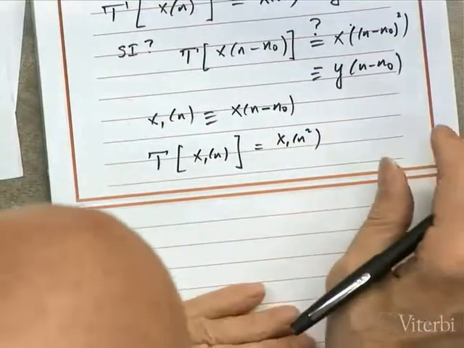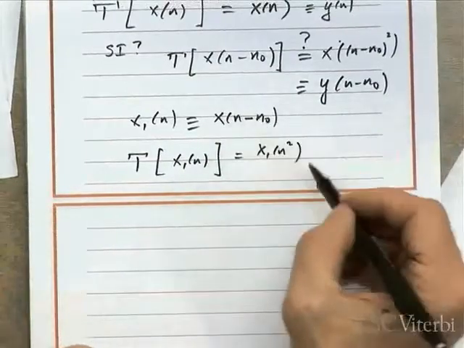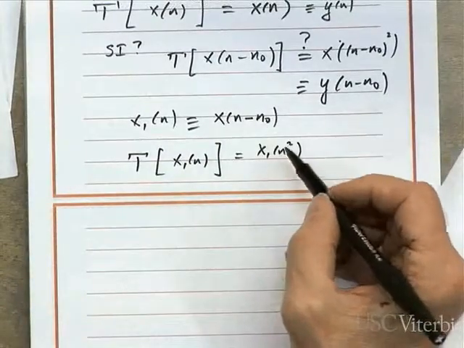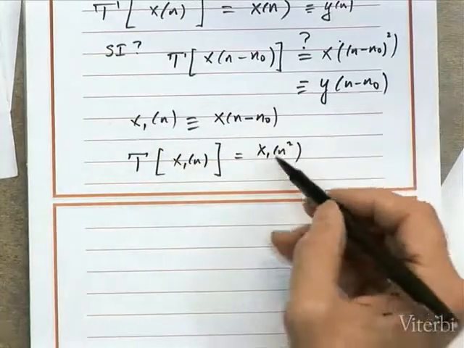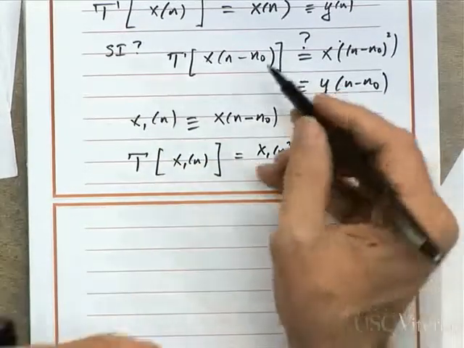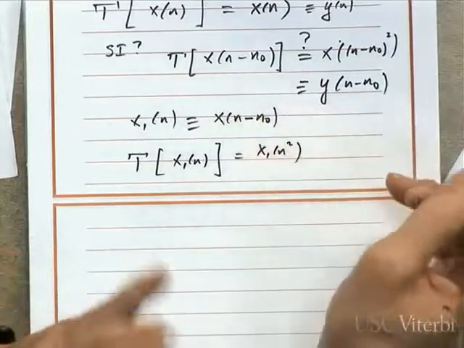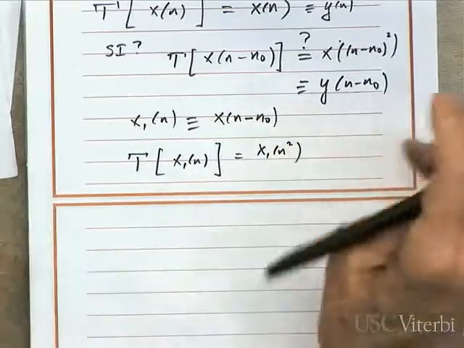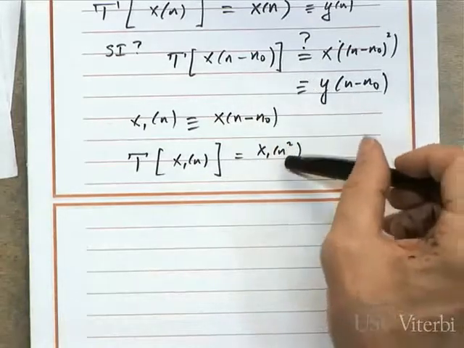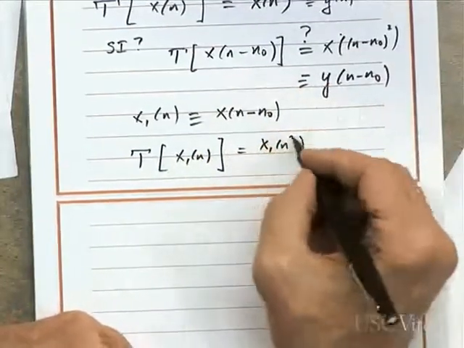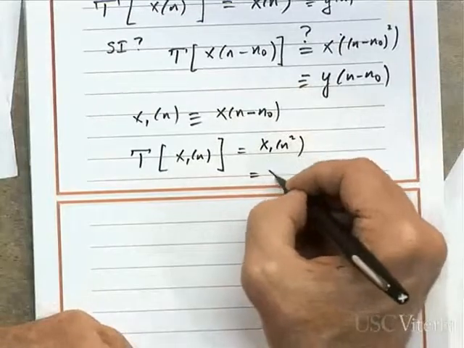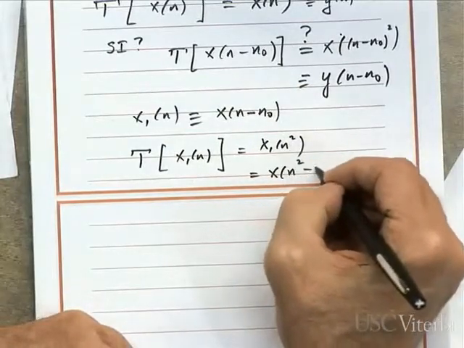Well, what is x1 of n squared? Keep in mind, what this is saying is that every time you have n, you replace it with, in this case, n squared. So what is x1 of n? Well, it's x of n minus n naught. So the prescription is I simply replace n with n squared in this x of n minus n naught, and guess what I'll get? I will get x of n squared minus n naught.